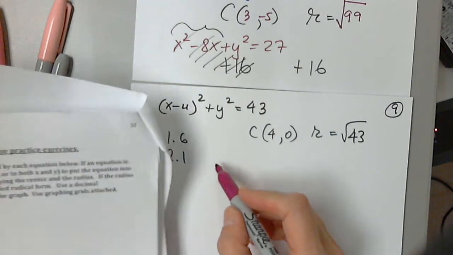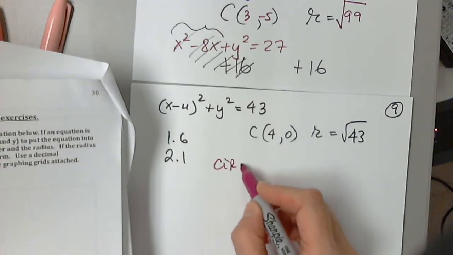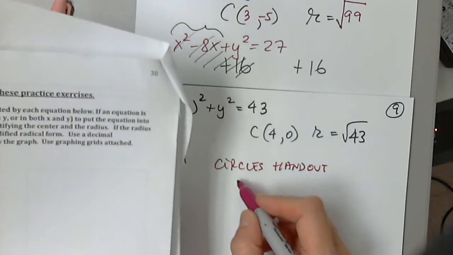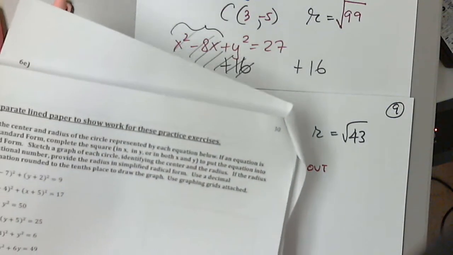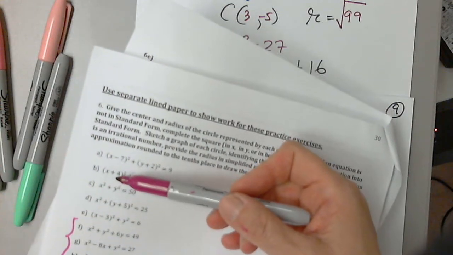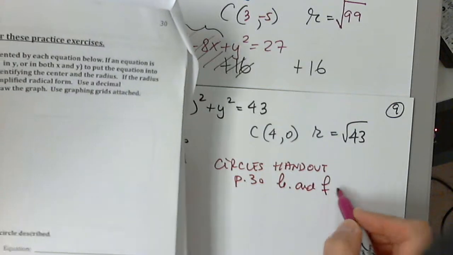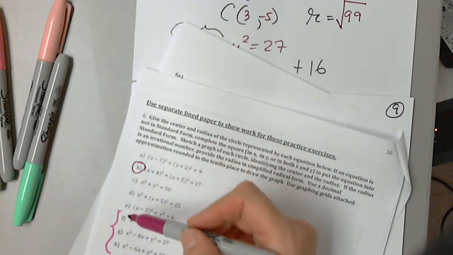So page circles handout. Page 30. Okay, let's say B and F. Just B and F.